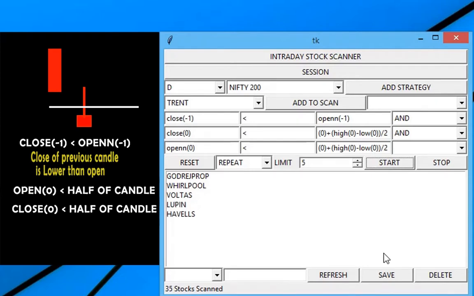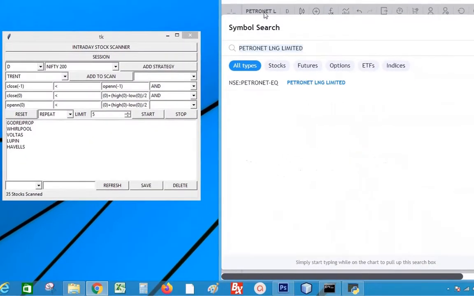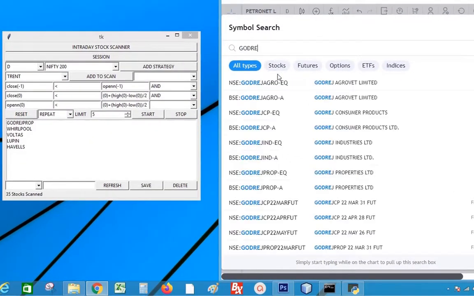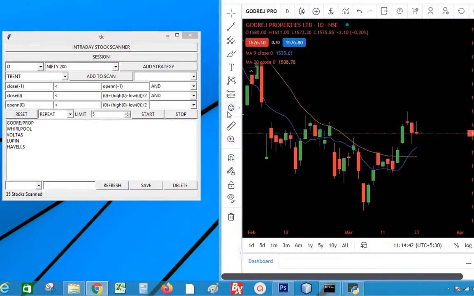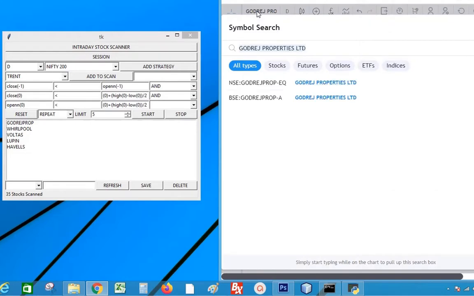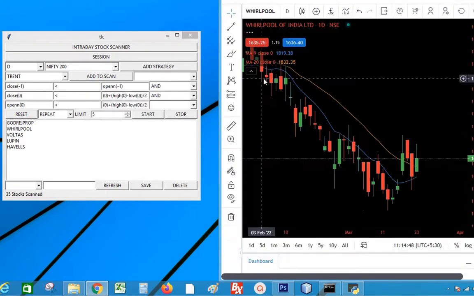5 stocks found. Let's check each of them in chart. First, Godrej Properties. Yes, it's an inverse hammer pattern. Next, Whirlpool. It's almost a hammer pattern.